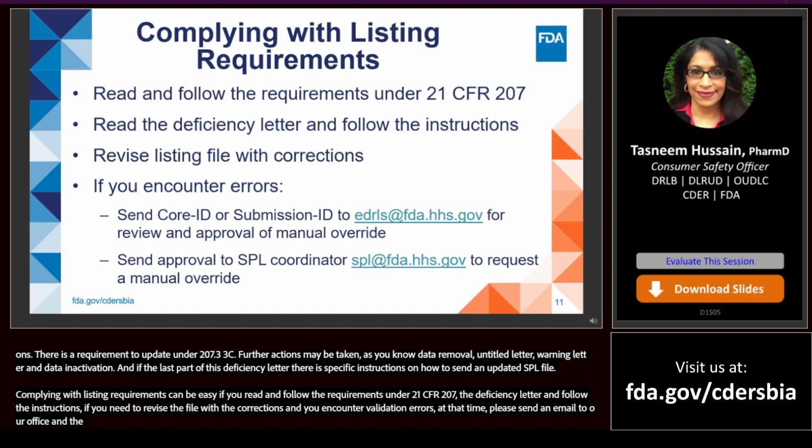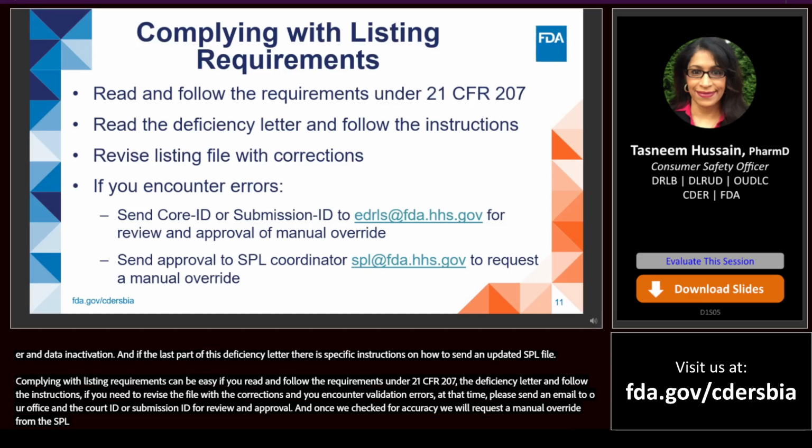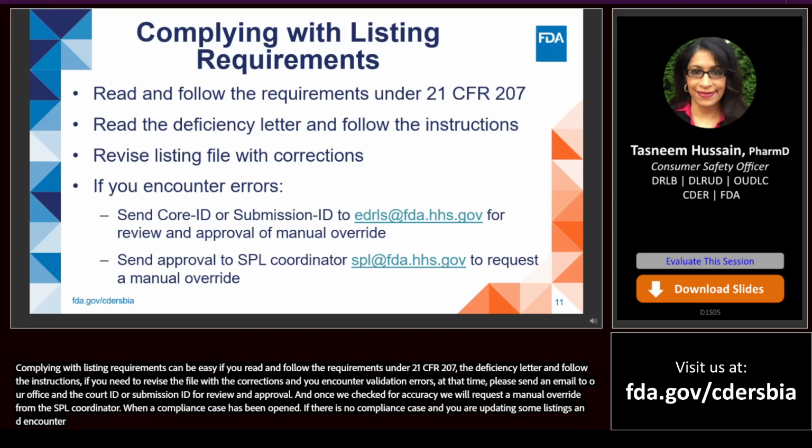And once we check for accuracy, we will request a manual override from the SPL coordinator when a compliance case has been open. If there is no compliance case and you are updating some listings and you encounter some validation errors that need a manual override, in that situation, at that point, you can request an override from the SPL coordinator.